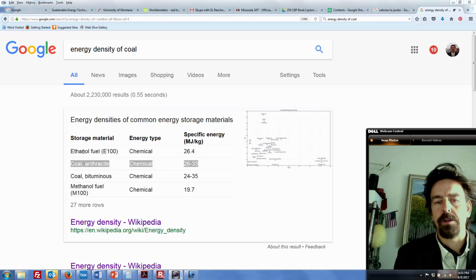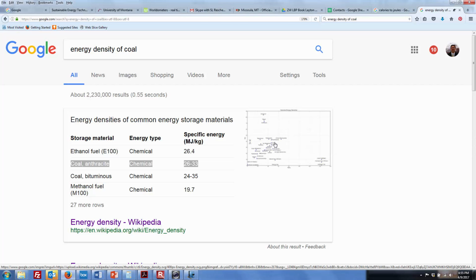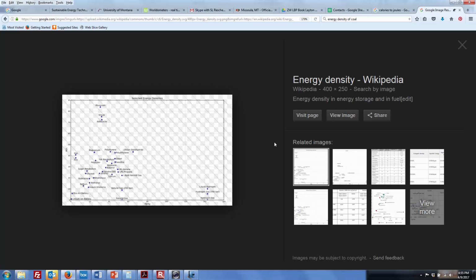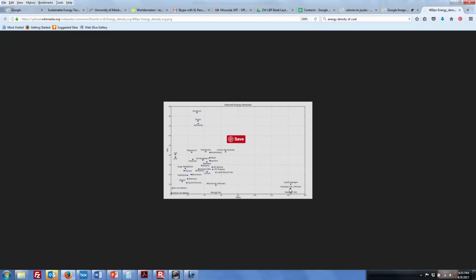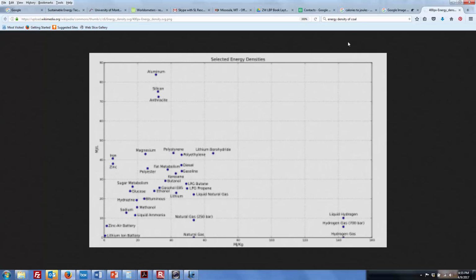So we can see here's ethanol, coal, methanol, and this is one of my favorite figures right here. It's kind of hard to see.